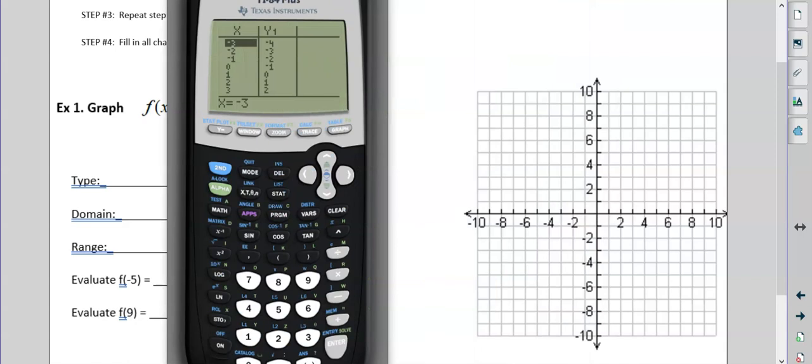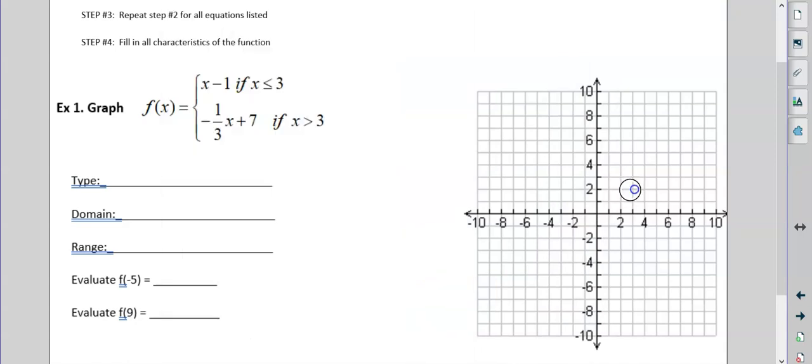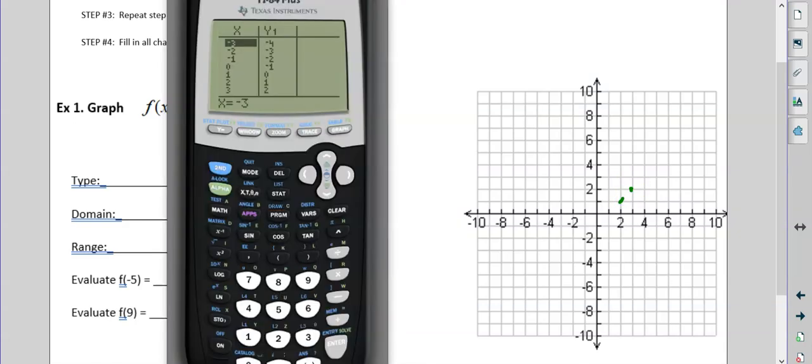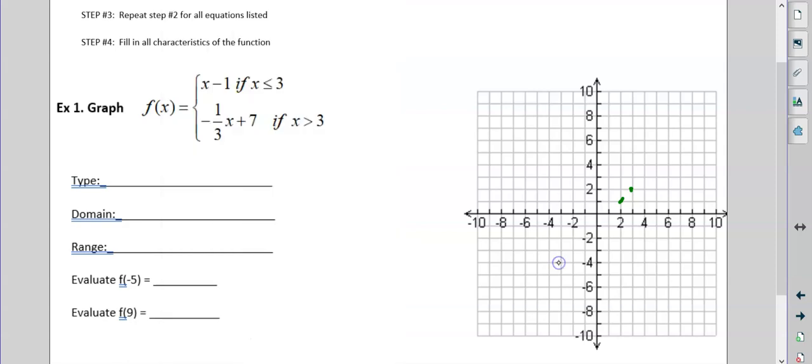3, 2, 2, 1, -3, -4, and so forth. Big old solid dot there, and then there's my line. I could put as many lines as I want. But notice how I let the calculator just use the points that work. Let's go back to the other one.